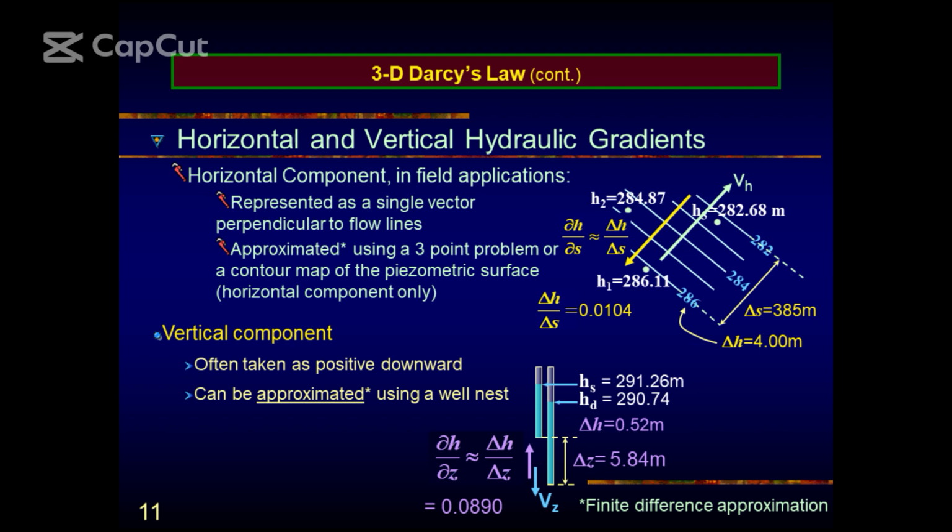Unconfined, because there are no two impermeable layers in between the aquifer. No, here we are talking about the unconfined aquifer. That's what I'm saying, sir.